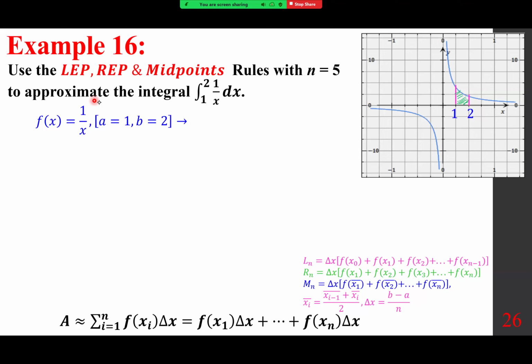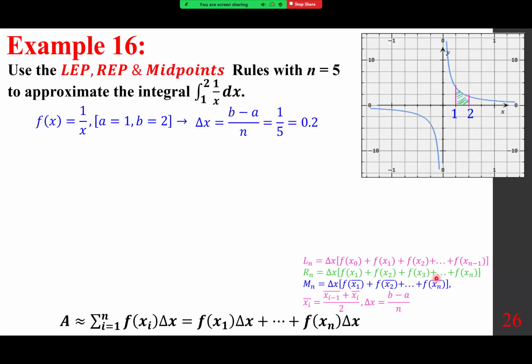So first and foremost, you need to find delta x. Remember, delta x is defined as b minus a over n. So b minus a over n, which makes it 2 minus 1 over 5, which is 1 over 5 or 0.2. Now, if you want to memorize that, so be it, not a good idea.